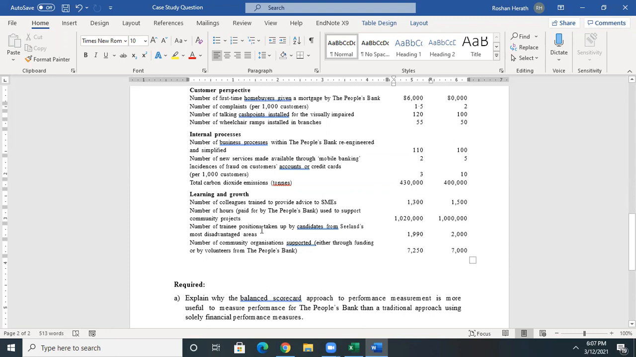The number of training positions taken up by the candidates from the Sri Lanka's most disadvantaged areas. Right?